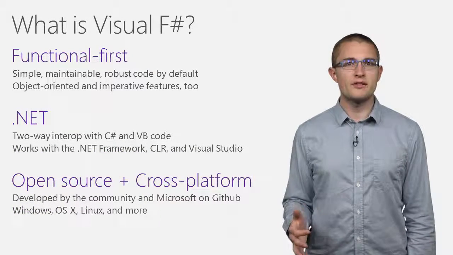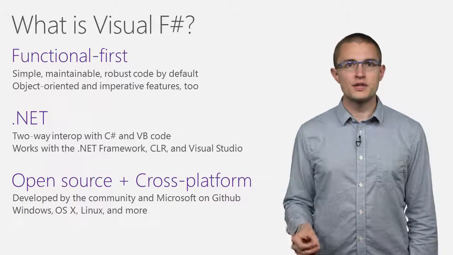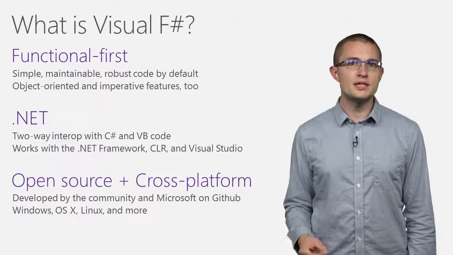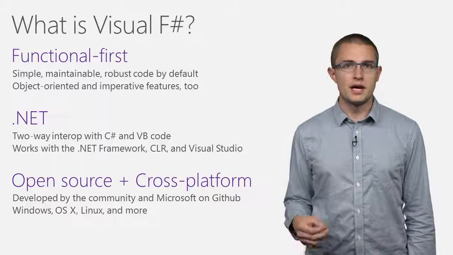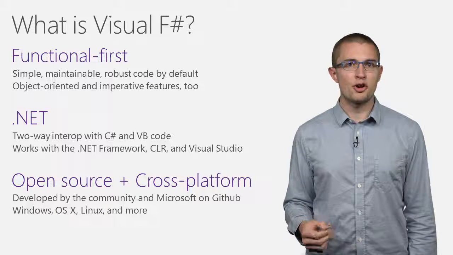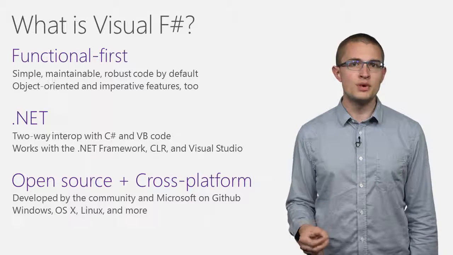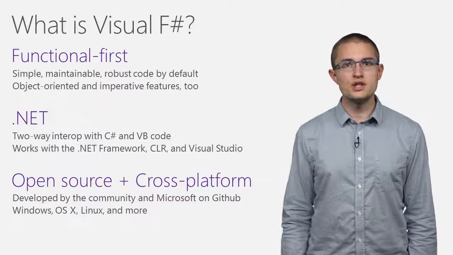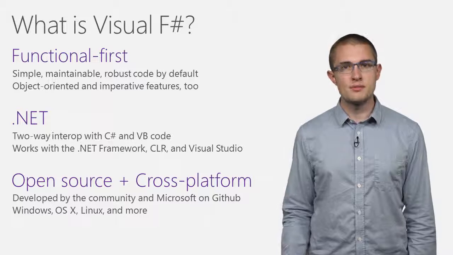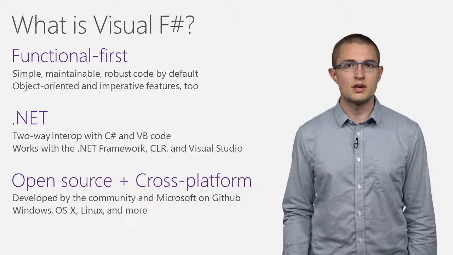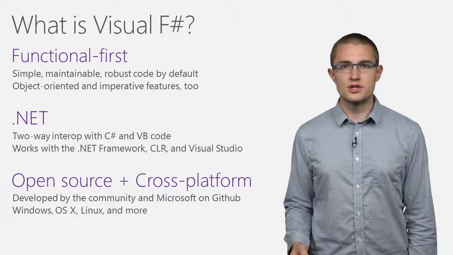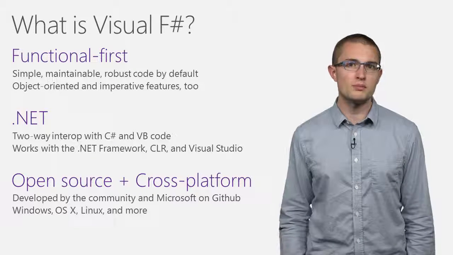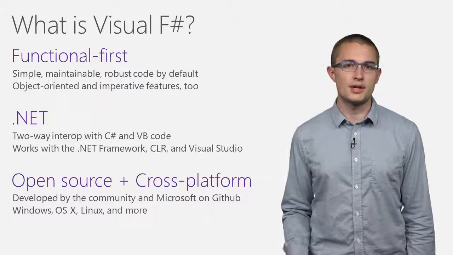Okay, so what makes the F# language special? First, it helps you write simple, correct, maintainable code by emphasizing a functional programming style. In a functional style, you model your program as functions that operate on immutable data. This is different from imperative and object-oriented languages, in which you model your program as a sequence of statements that change mutable objects. While F# emphasizes a functional style, it also offers imperative and object-oriented features to help you solve problems that are less natural to model functionally.